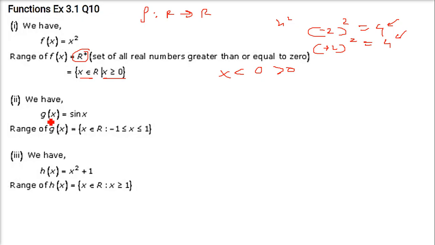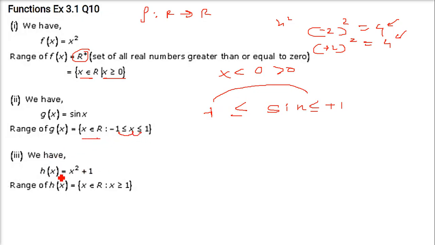Next one is g(x) equal to sin x, and we know that sin x always is between minus 1 and plus 1, inclusive of this. So the range will always be between minus 1 and 1. So you can just write y belongs to R, y is between minus 1 and 1.